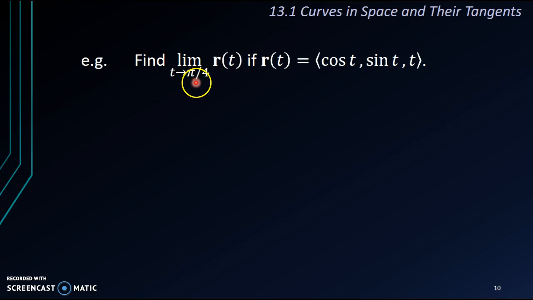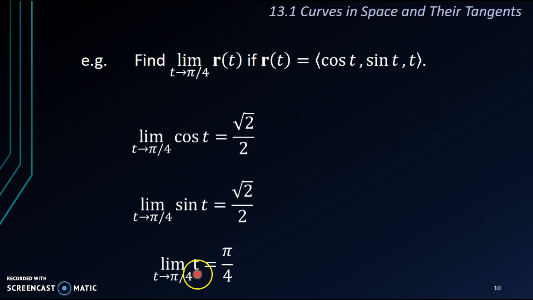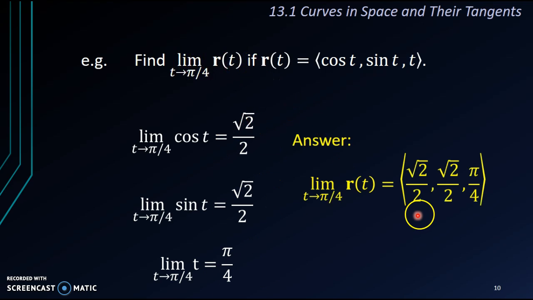For example, say we are looking for the limit of r(t) as t approaches π/4, where r(t) is cos t, sin t, and t. Then we look for the limit of cos t, sin t, and t as t approaches π/4. The limit of cos t is √2/2. The limit of sin t is √2/2 as well, whereas the limit of t is π/4. That gives us the answer that the limit of r(t) is √2/2, √2/2, π/4.